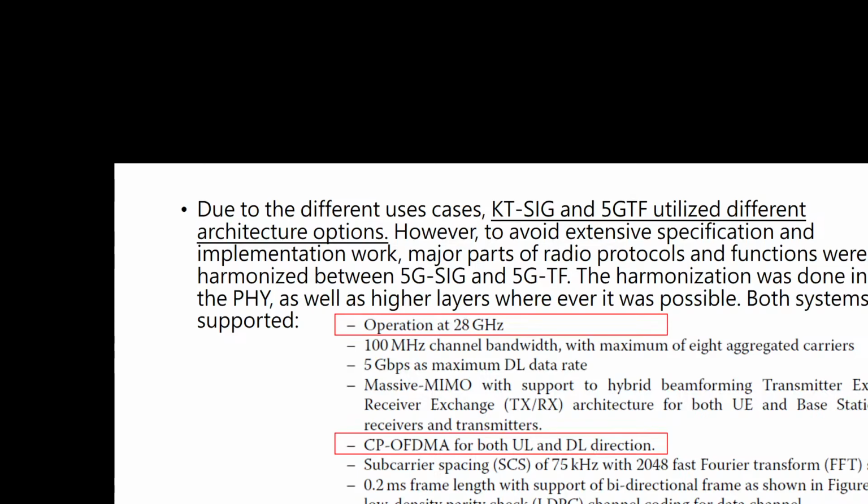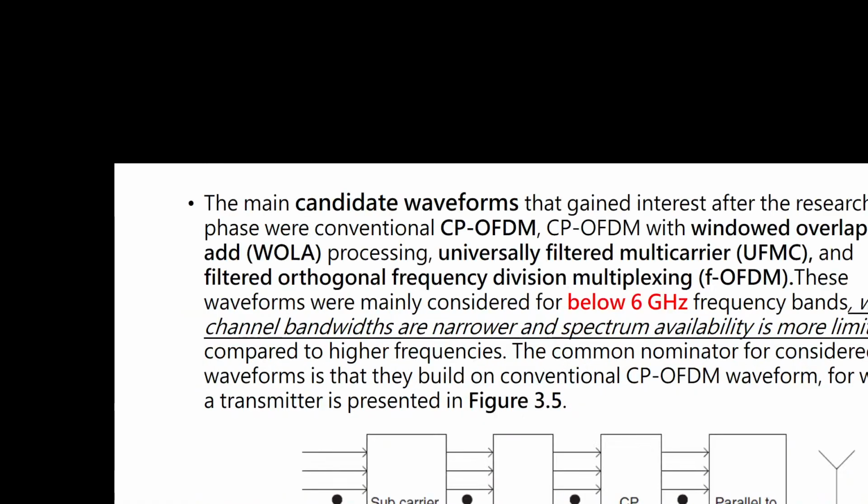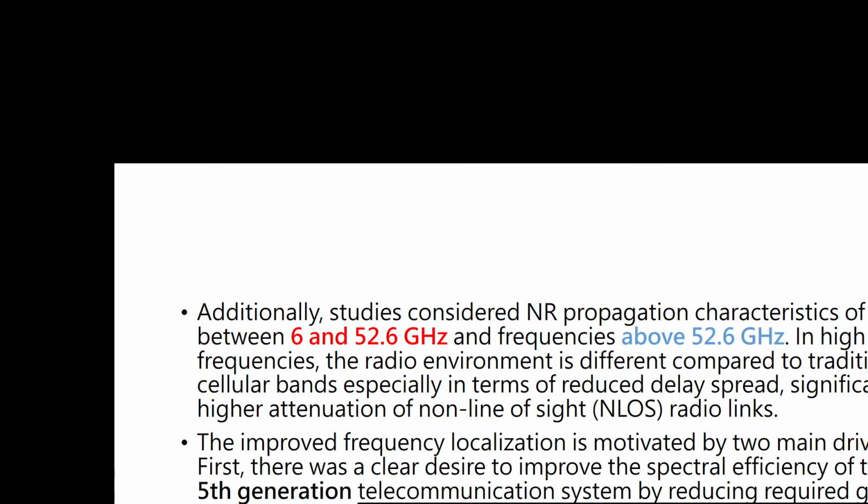Here are some operation specs. Operation at 28 gigahertz is pretty high. It's much higher than our cell phone, right? Our cell phone is running sub-6G. And here is a conventional CP-OFDMA. What is CP-OFDMA? That's a cyclic prefix.